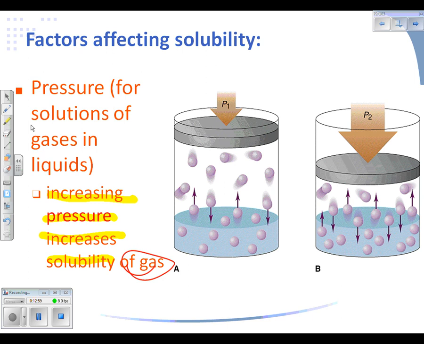And that's actually how they get your carbonation into your sodas, is they actually put it under pressure. That's why when you open the container or your can and it makes that noise, that has to do with the fact that you're releasing pressure. And so then it comes out of solution more, and that's when it starts to bubble.